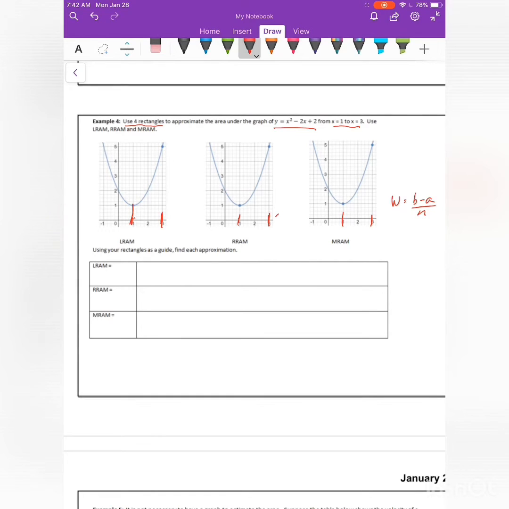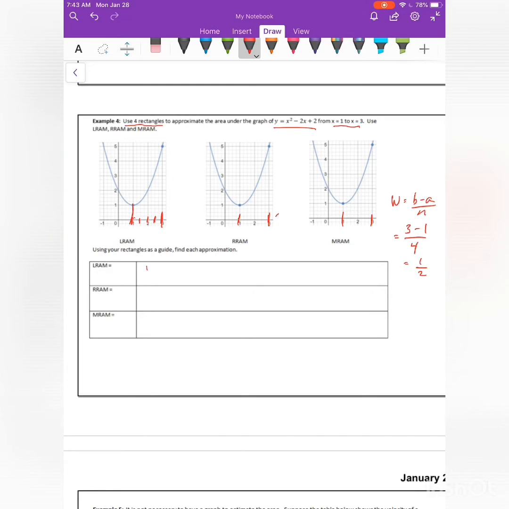So b is the ending of our interval, so that's 3, minus a, the beginning of our interval, 1. And n is always the number of times you're dividing that up, so that's 4. If you do the quick math, that's 2 over 4, or a half. That means each one of our widths is going to be a half. So our first one is going to go from 1 to 1.5. Next one's going to go from 1.5 to 2, then 2 to 2.5, and then to 3. So you can see there's going to be 4 rectangles drawn there.